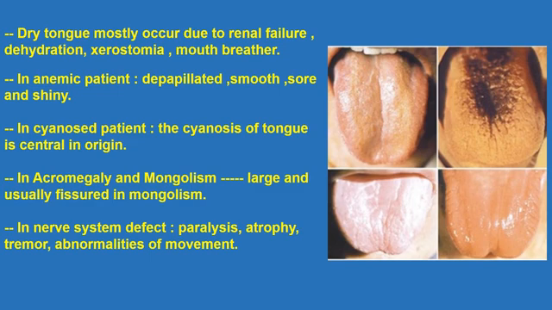In a patient with acromegaly or Down syndrome, the tongue will be very large with a scalloped margin and sometimes fissures. In a nervous system defect, there is abnormality in the movement of the tongue, as in cases of paralysis, atrophy, also tremor, and other abnormalities of movement.